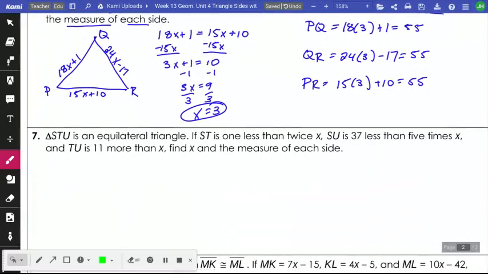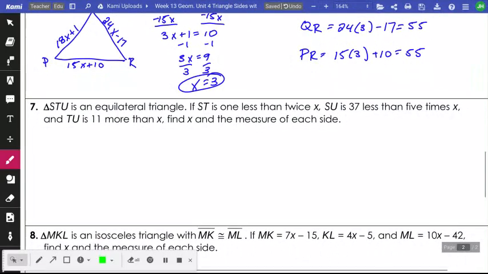Number 7 is a little different. They didn't even give you the equations, so we can try this. If I have triangle S, T, and U, I'll have to use the words to write the equations. Okay, so ST is 1 less than twice of x. So here's twice of x. It's 1 less, so 2x minus 1.